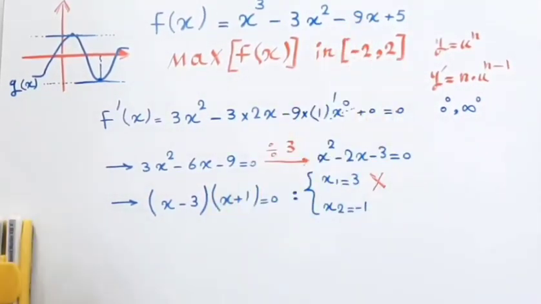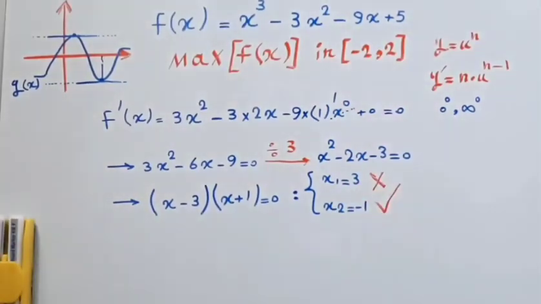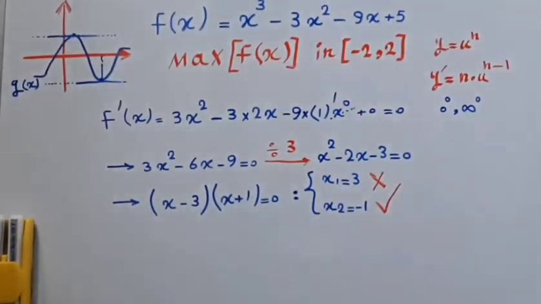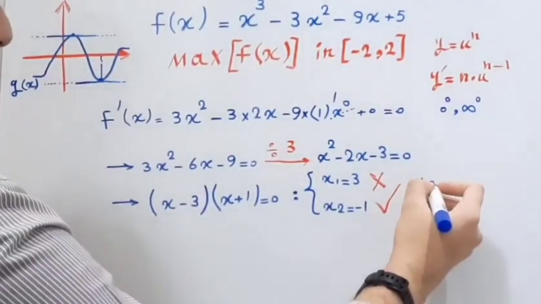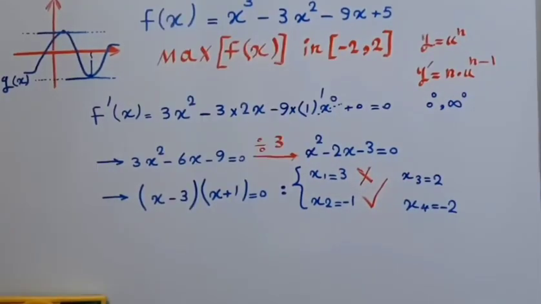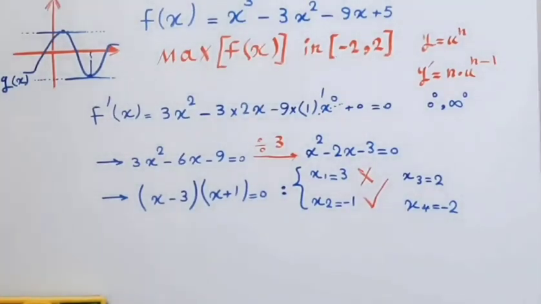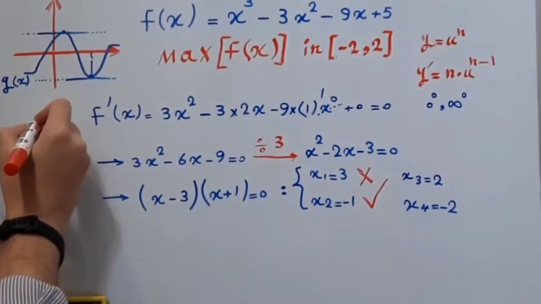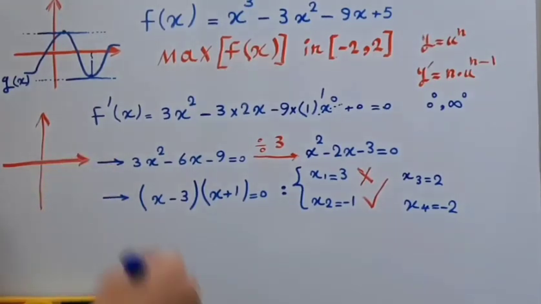3 is not between these and is not okay, but minus 1, yeah, it is good. And we will actually see these two guys too. Actually, that's x3 is 2 and x. So as I was saying, because these two numbers are in brackets, we should see them, and maybe there are maximum values. Let's just mention this on the graph too.